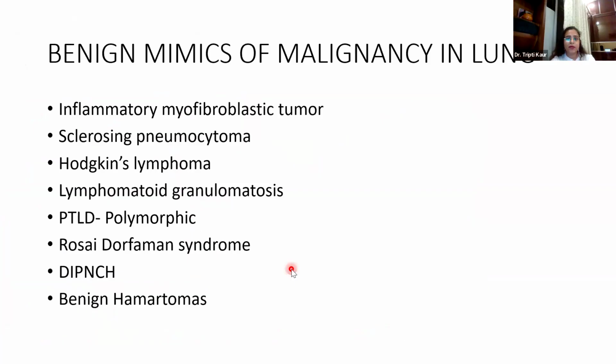So these are the benign mimics of malignancy which we've covered: inflammatory myofibroblastic tumor, sclerosing pneumocytoma, Hodgkin's, lymphomatoid granulomatosis, PTLD polymorphic variant, and Rosai-Dorfman disease. I've not put a photo of Rosai-Dorfman disease. What is the characteristic picture of Rosai-Dorfman disease? Anybody? Emperipolesis. Yes, it's a very blue-looking tumor. You will get sheets of histiocytes, and these histiocytes will be showing the emperipolesis phenomenon. Then the benign hamartomas.